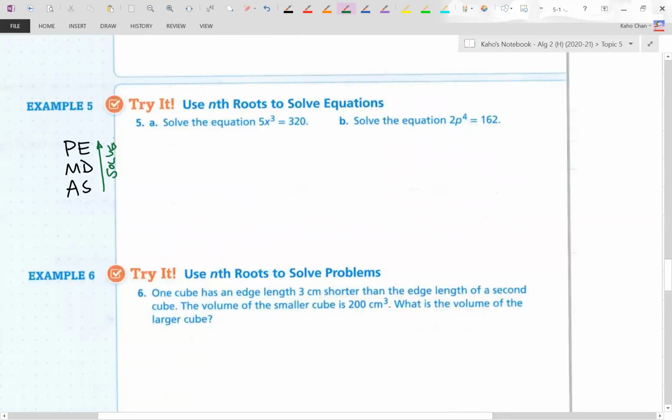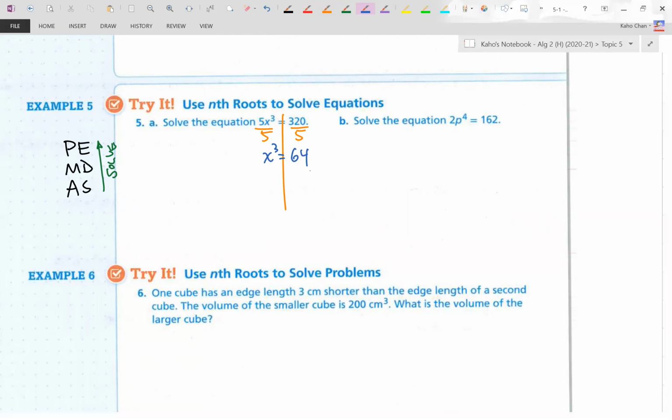Let's isolate x in the first problem. Let's divide by 3 to both sides, 5 to both sides there. Pretending this is an actual real problem there. We now have x to the 3rd equals 64. Hey, wait a second. That looks familiar. Let's think about the inverse operation that would get rid of that cube.